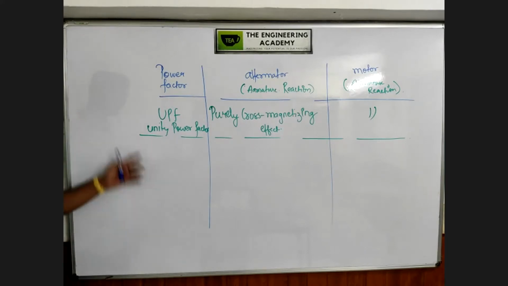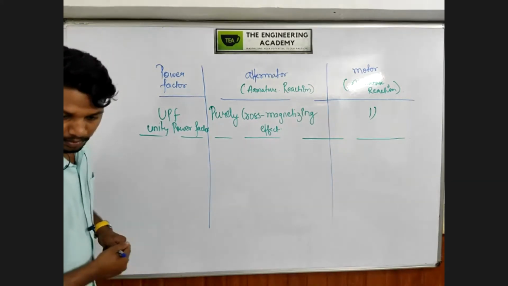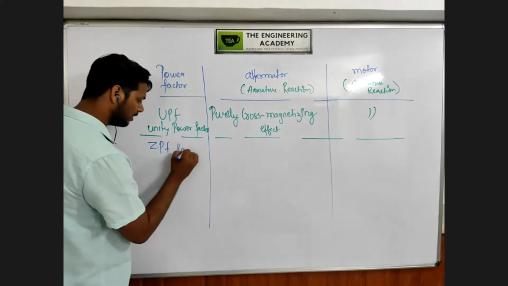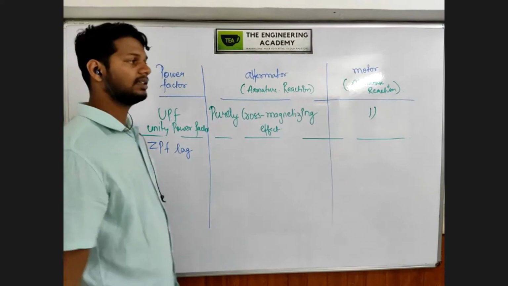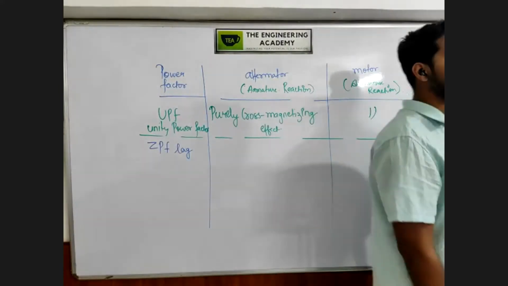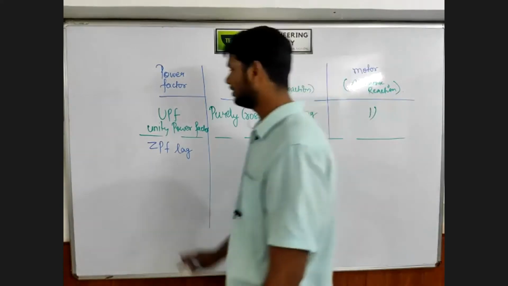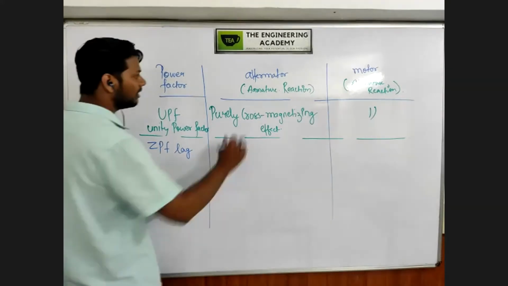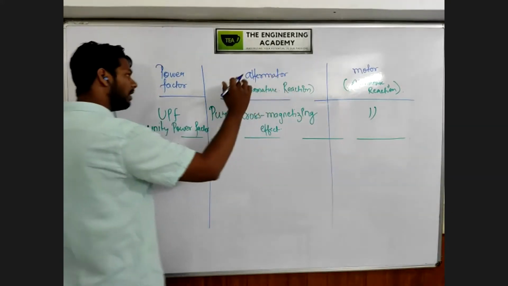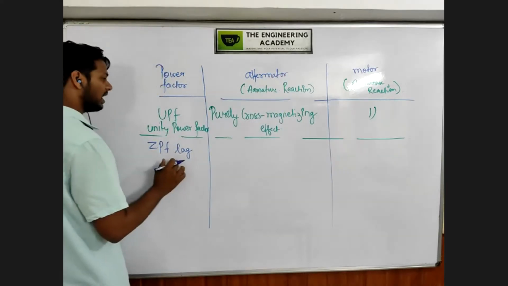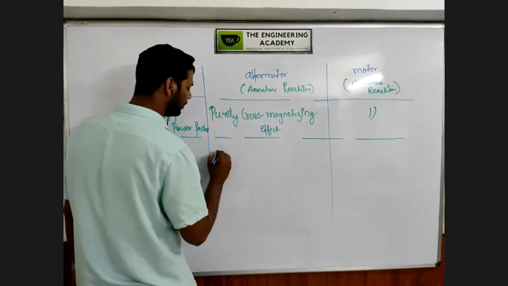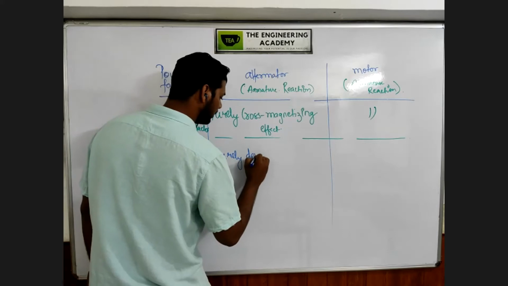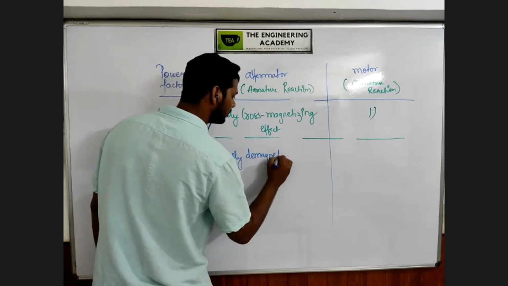There are 5 rows. First row, second row. I will write below this: ZPF lag. What does this mean? ZPF lag means zero power factor lagging. If alternator is working under zero power factor lagging, then armature reaction will be purely demagnetizing.